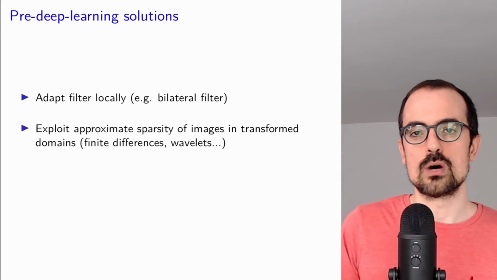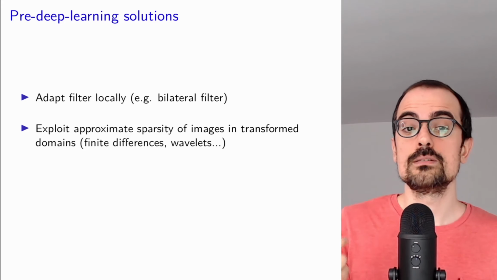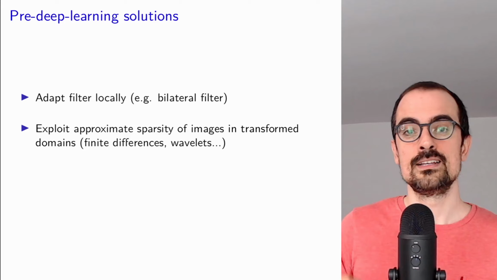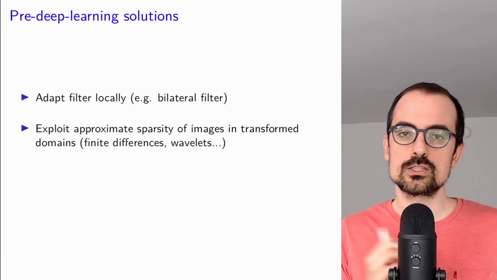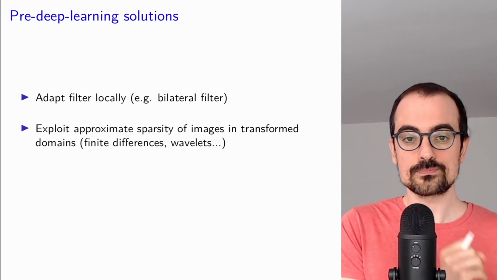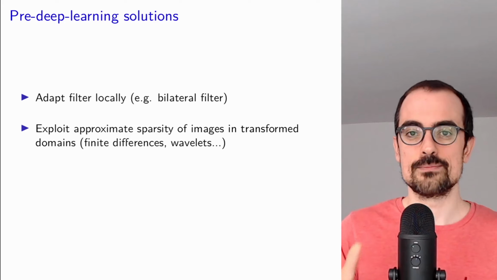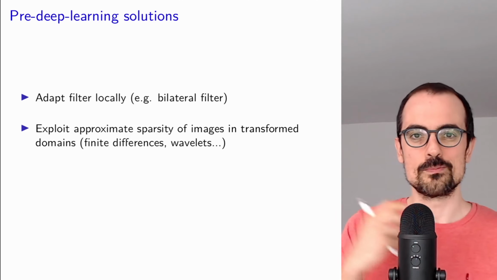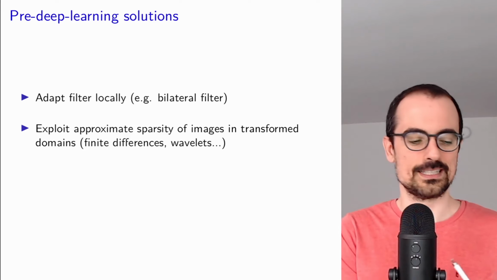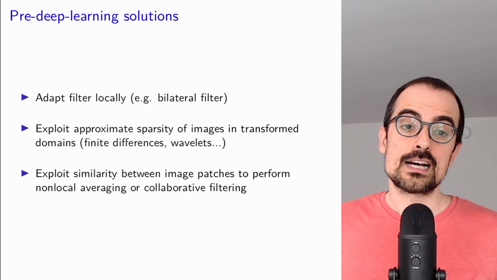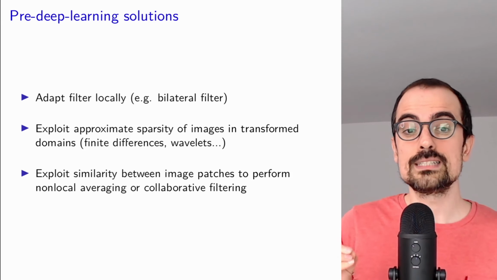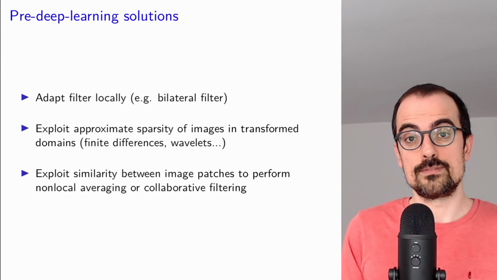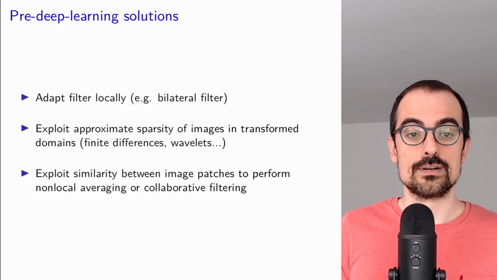Another different strategy was to exploit the approximate sparsity of images in different transform domains, such as finite differences, wavelets, etc. An important line of work was to actually design these transform domains so that it would make images as sparse as possible. Later on, people also learned these transform domains, which was kind of a bridge towards deep learning. And finally, another very successful strategy was to exploit similarity between image patches to perform non-local averaging or to do collaborative filtering where you're combining these patches together in some way.